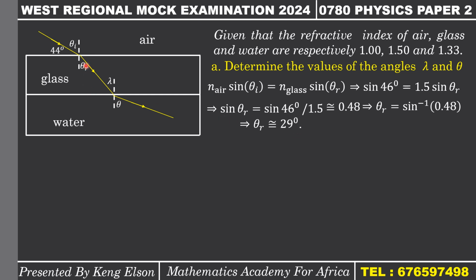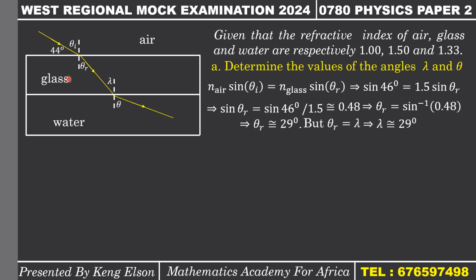But you realize that theta R and lambda are the same angles because they are corresponding or alternate angles. Okay, so this angle here is equal to this angle because the two surfaces, the surface of glass and the surface of water, are parallel. So theta R is equal to lambda. So since theta R is equal to lambda, it therefore means that our lambda is 29 degrees.